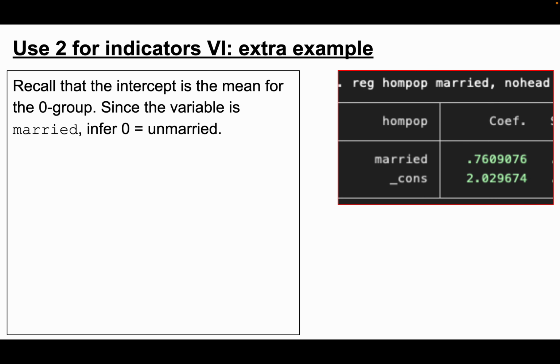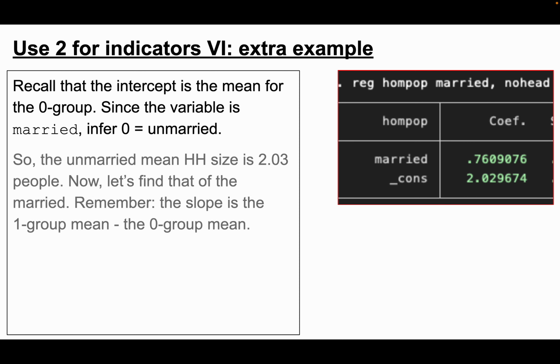Recalling that the intercept is the mean for the 0 group, and the variable is called married, I made it according to standard dummy variable conventions. Let's infer that 0 means unmarried. So then the mean number of people in the household for unmarried individuals is about 2, almost exactly.